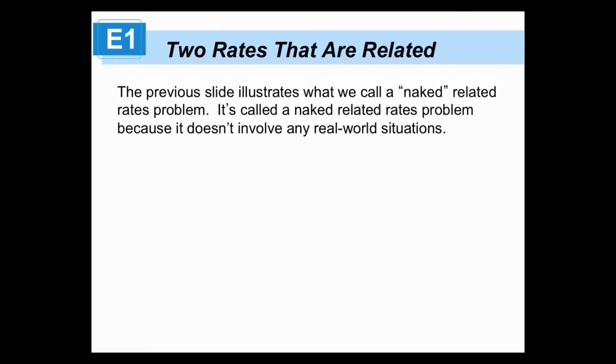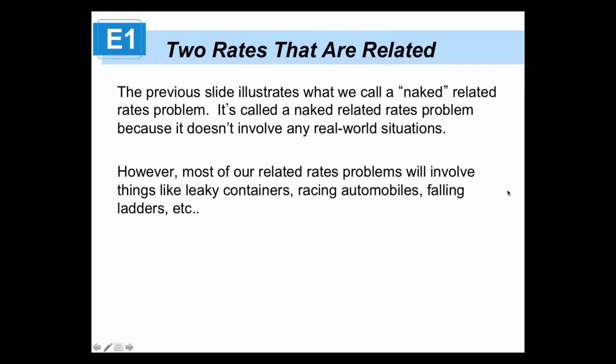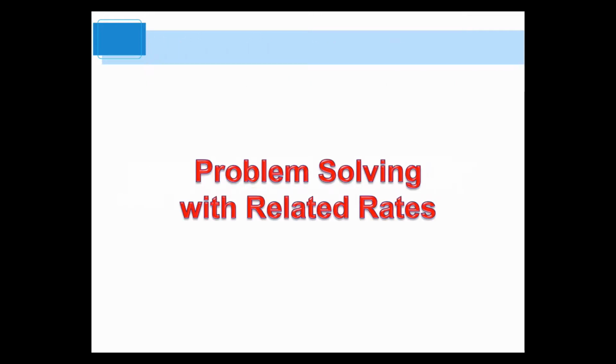Like I said, that's a naked problem because it doesn't tie into real world problems. We're going to, however, look at some problems like this. Water leaking out of a container. What else does it say up there? Racing automobiles, falling ladders. A lot of death and destruction when you're doing related rates problems. Right? People falling off of ladders, cars colliding, airplanes near missing, stuff leaking out of containers. So it gets a little depressing, but you'll be okay.